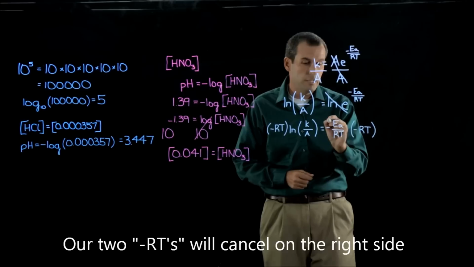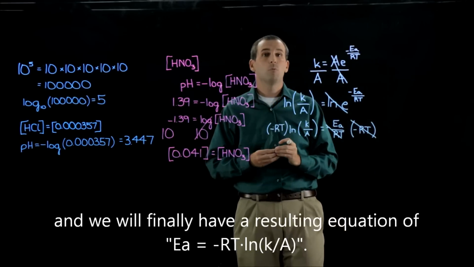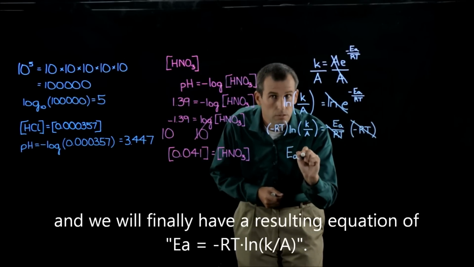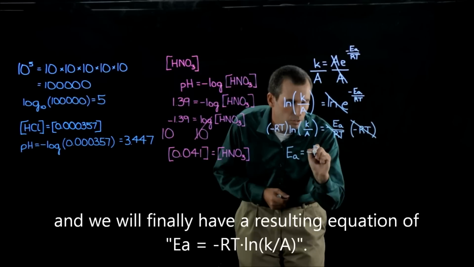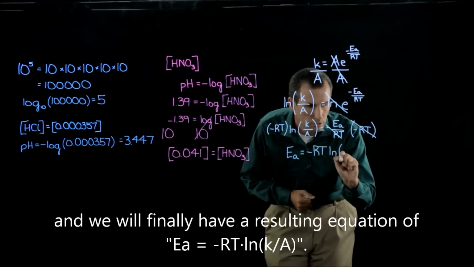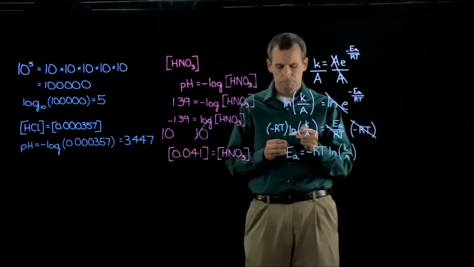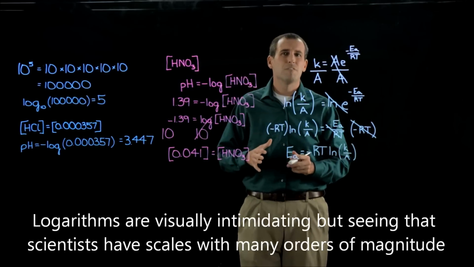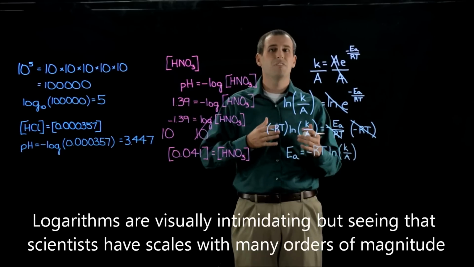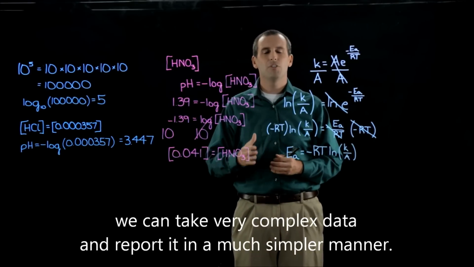Finally, we multiply both sides of the equation by a negative RT to isolate our Ea. Our two RTs and the negative will cancel on our right side. And we will finally have a resulting equation of Ea equals negative RT times the natural log of k over A. Logarithms are visually intimidating, but seeing that scientists have scales with many orders of magnitude, we can take very complex data and report it in a much simpler manner.